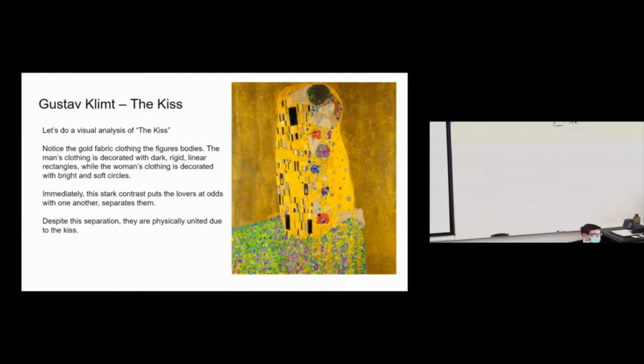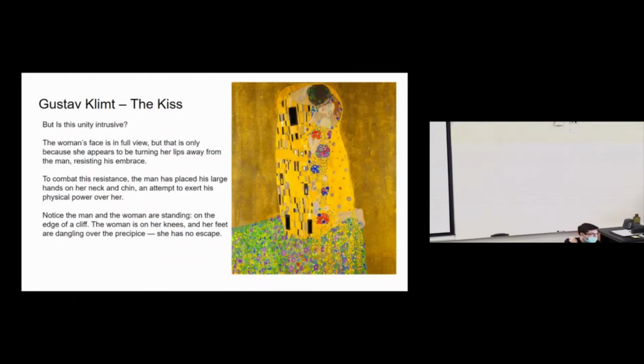They are physically united. The man has his hands around her neck. She has a hand around his neck. He's kissing her. Their bodies are embracing. So despite their separation, they are physically united. But is this unity intrusive? Does this woman want him to be touching her? Does this woman want him to be kissing her?